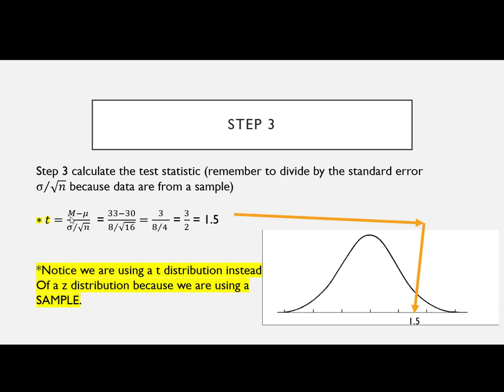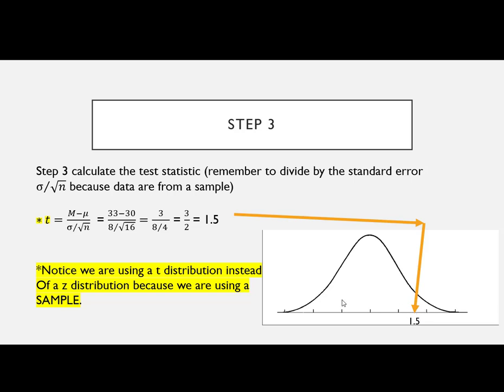So here's my formula. The mean of the sample minus the population mean over the standard error. So we say 33 minus 30, which is 3. The 8 which I gave you here was the standard deviation, 8 divided by the square root of the sample size, so 8 divided by 4, so I have 3 over 2, and my test statistic is 1.5. So I've calculated my test statistic, and I got a t-score, which can be treated just like a z-score. It is 1.5 standard deviations away from the mean, and it's about right here.